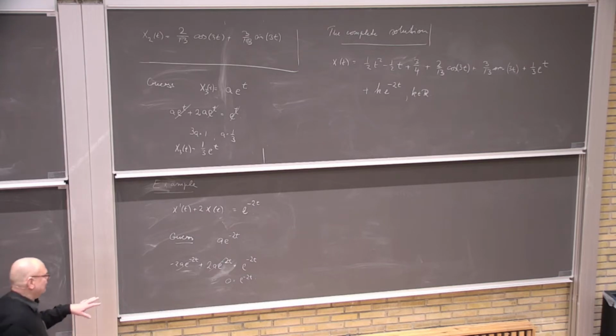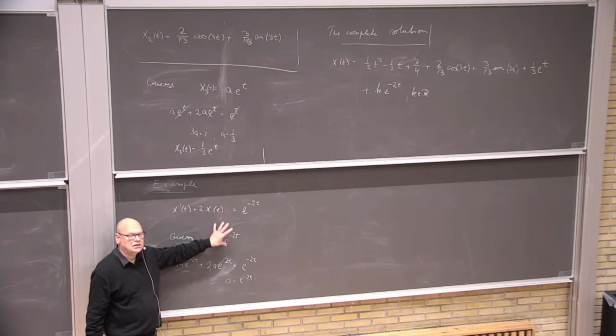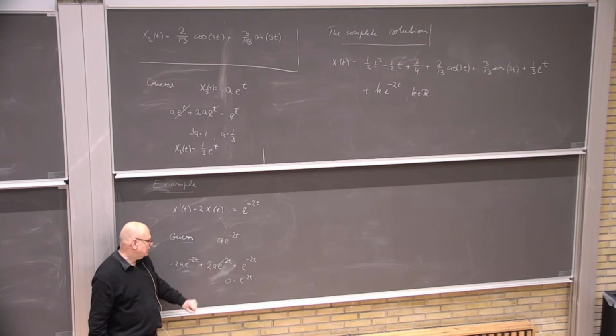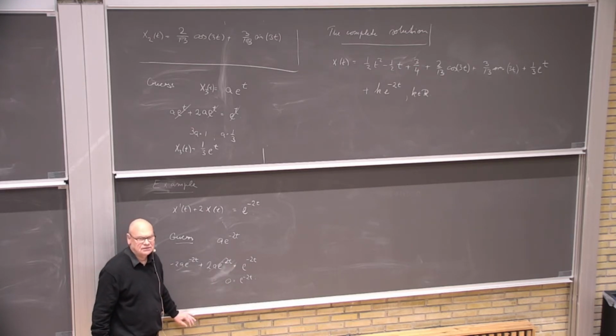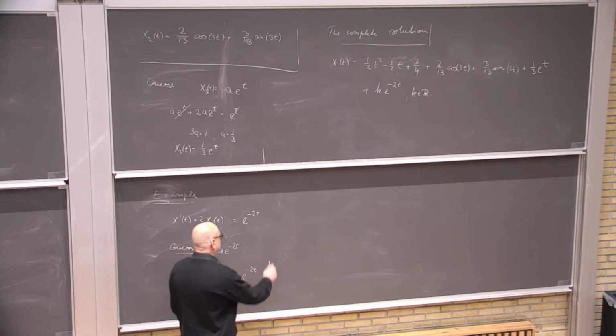Well, it's because this is a solution to the homogeneous problem. Whenever you have a function at the right-hand side that is a solution to the homogeneous problem, then you cannot just guess in this fashion. But what can you do then? I don't have the general solution formula, but let me write this down then.